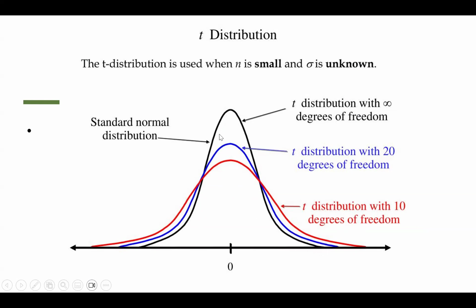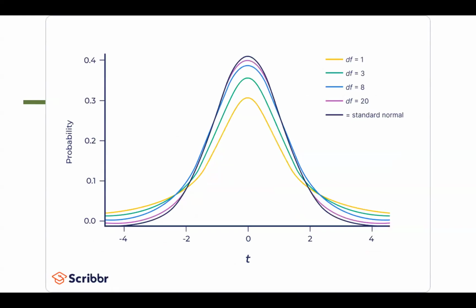And when it approaches infinite degrees of freedom, which is equal to the standard normal distribution, which is the black line, the tails will become even thinner or lighter, and the central part will become narrower and will increase in its area. This is the same graph. Yes, this is the same graph.